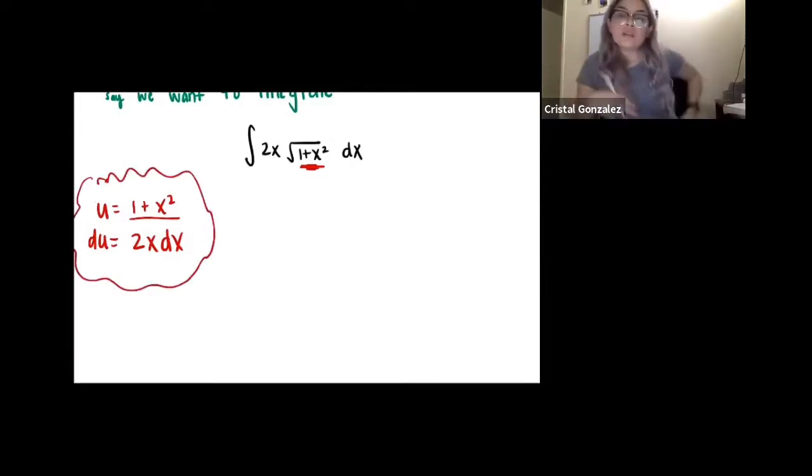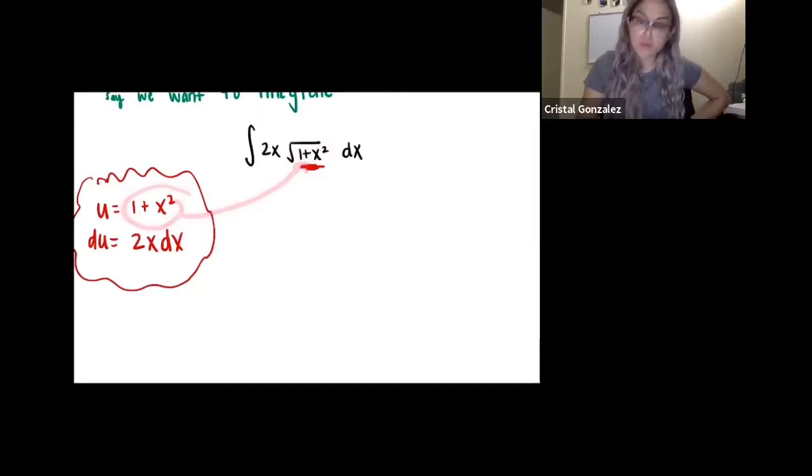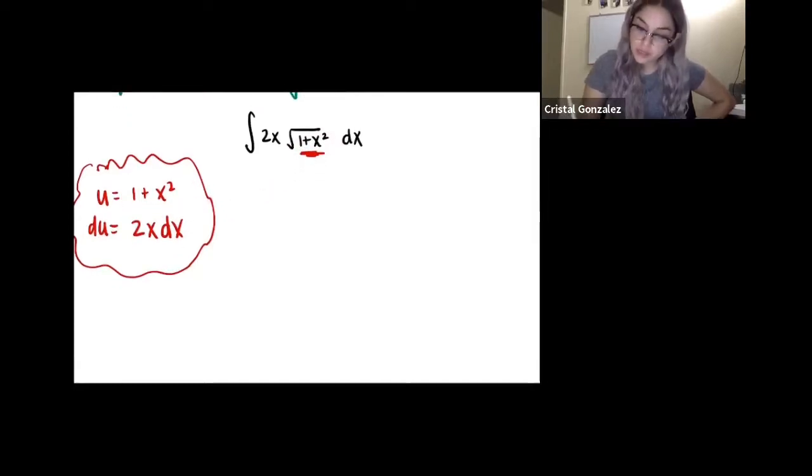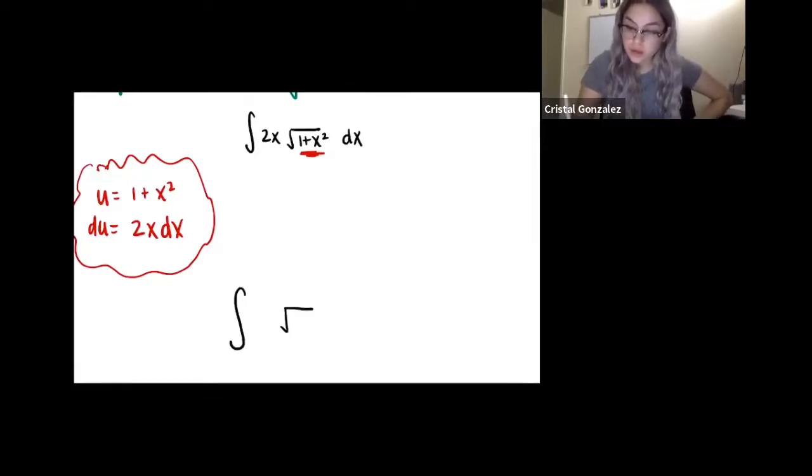And so now, since I let u equal this inside piece right here, what I want to do is actually substitute that in for my integral. So I'm gonna let u be inside here. Now, just watch. So we're gonna do the integral. Now I have the square root of u. So we all agree that this part here is this part here. So far so good.